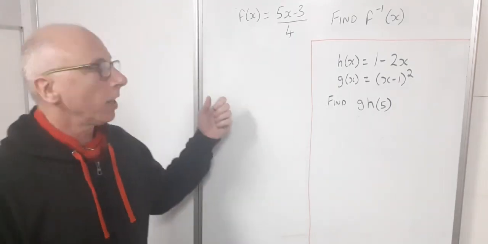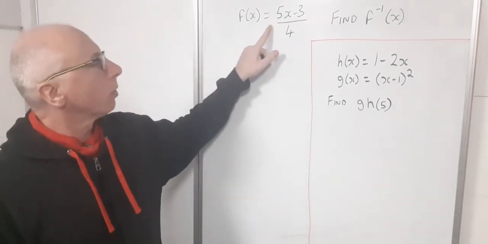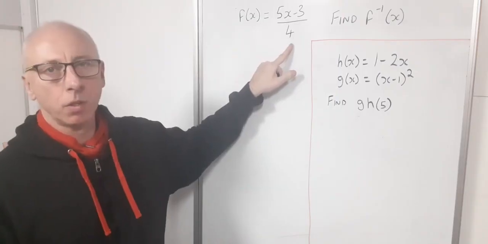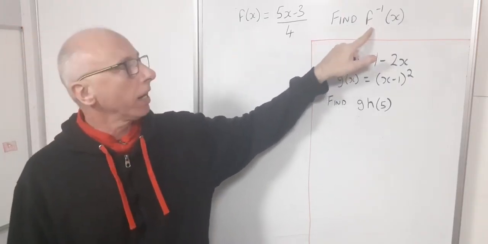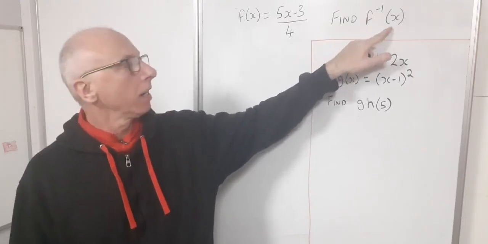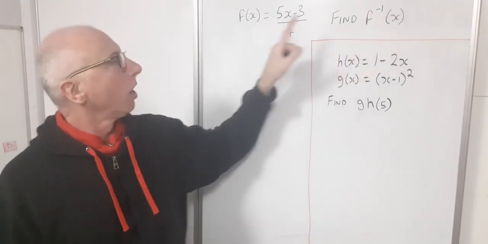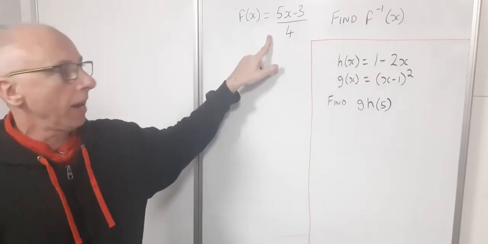So we've got two questions here. We've got f of x equals (5x minus 3) over 4. We want to find this function here, f to the minus 1 of x, which is basically the inverse function of this. So the inverse function of f.